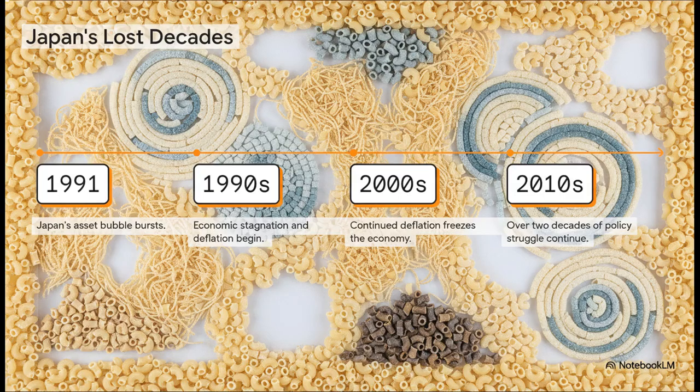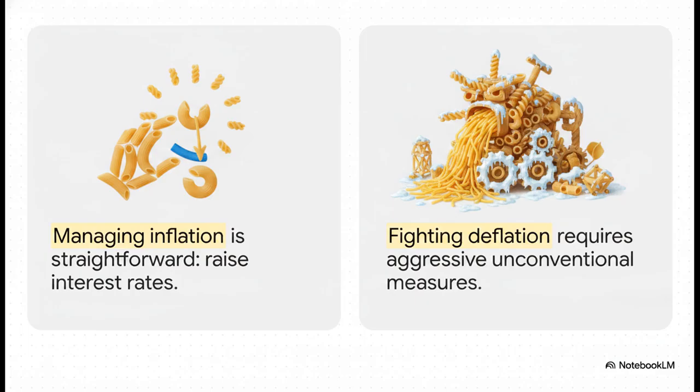But technological oversupply and a massive demand collapse created a deep economic freeze that completely paralyzed one of the most advanced economies on Earth. The reason Japan struggled so much highlights a massive policy asymmetry. Managing inflation is relatively straightforward, at least in theory. You just raise interest rates to cool the economy down. But fighting deflation, that requires aggressive, unconventional, and often extreme measures. Central banks have to resort to quantitative easing, literal money printing, and relying on direct fiscal intervention by the government just to try and jumpstart the frozen gears of commerce.